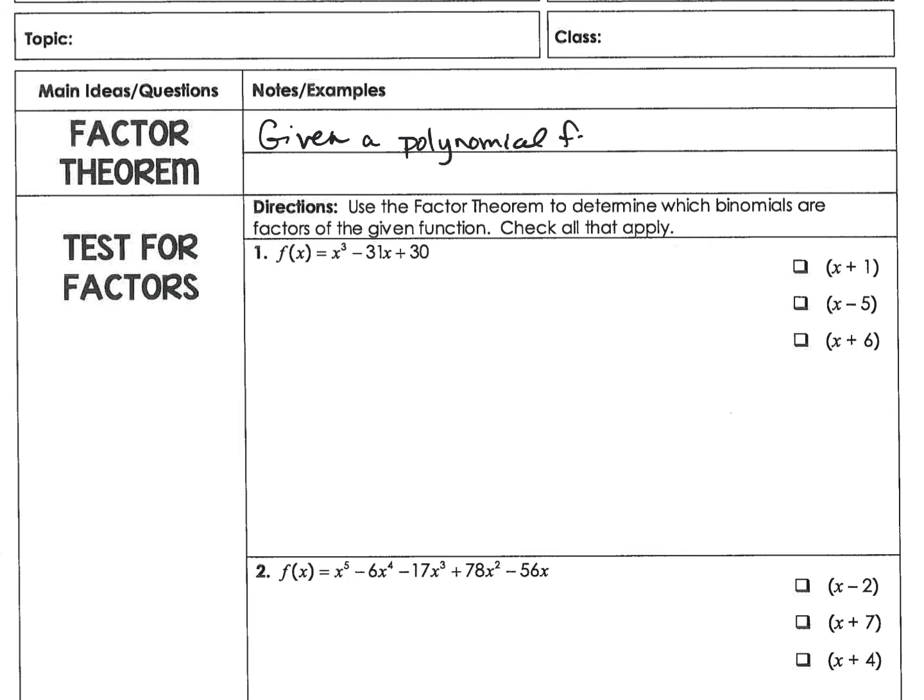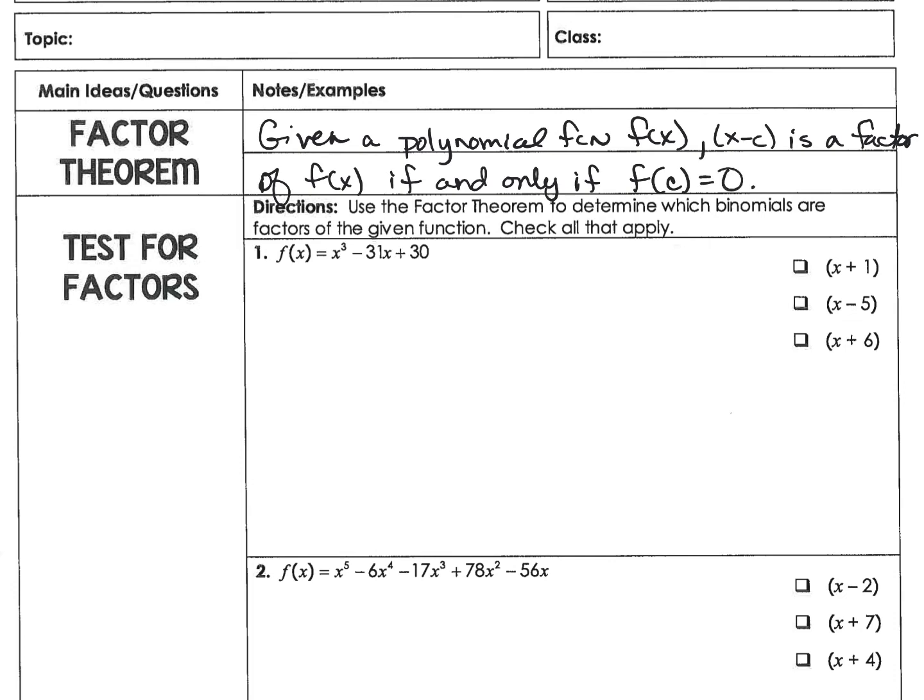0. Okay? So, to put it in nice mathematical form, given a polynomial function f of x, right? Then x minus c is a factor of f of x if and only if f of c equals 0. That's what the factor theorem says.